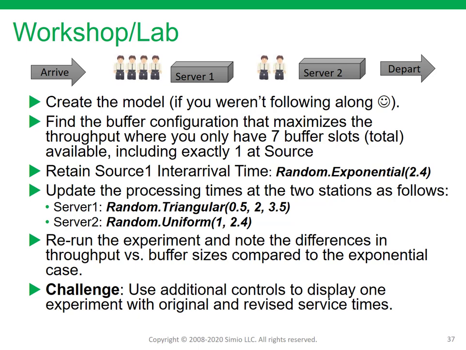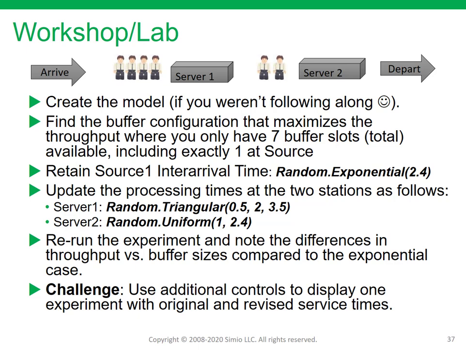you have 7 buffer slots total, including exactly 1 at the source. So you have 1 buffer at the source, and you have 6 buffer slots that you can allocate between server 1 and server 2, and you can have any allocation that you want. So in my experiment, I just did equal numbers like 1 1, 2 2, 3 3, but I could have just as easily done 2 1, 3 1, 4 1, 5 1. And so your task is to figure out how best to allocate 6 among those.